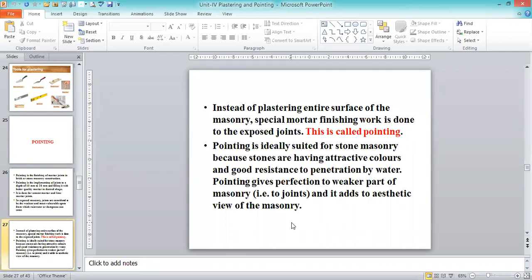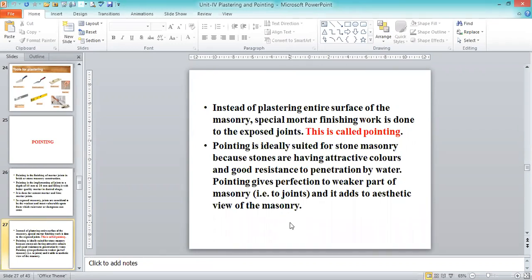Nowadays, some of the exterior elevations are almost all done with the pointing work. Only the interior we go for the plastering work, and on the exterior, almost all of the front side elevation we keep as it is. We are not going for the plastering work. We continue with the pointing if it is done properly.